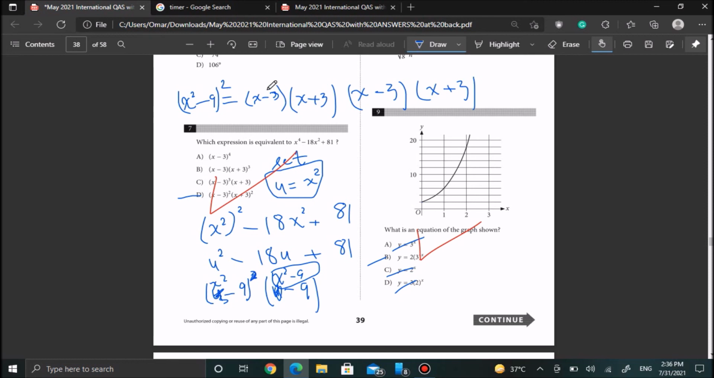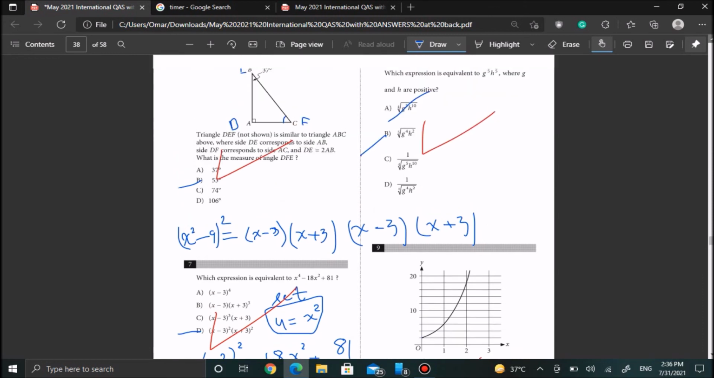For any two like terms, just combine them and add the powers, right? x minus 3 times x minus 3 is x minus 3 squared. x plus 3 times x plus 3 is x plus 3 squared. And for this reason, I chose this choice as my answer. Okay, and I don't think there's any other problem here.